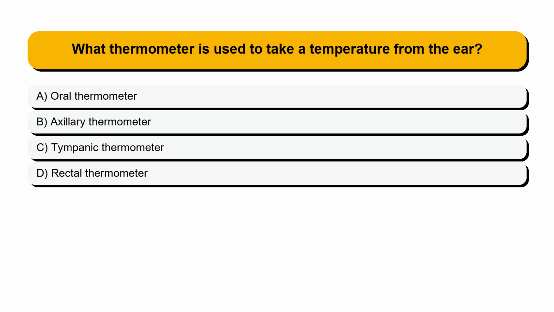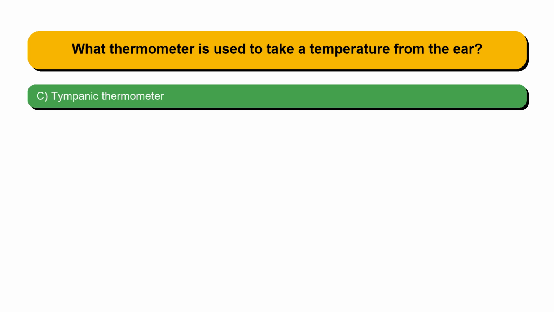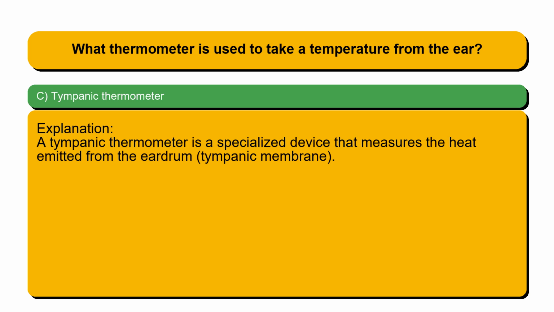What thermometer is used to take a temperature from the ear? Option A. Oral thermometer. Option B. Axillary thermometer. Option C. Tympanic thermometer. Option D. Rectal thermometer. The correct answer is option C. Tympanic thermometer. A tympanic thermometer is a specialized device that measures the heat emitted from the eardrum, the tympanic membrane.